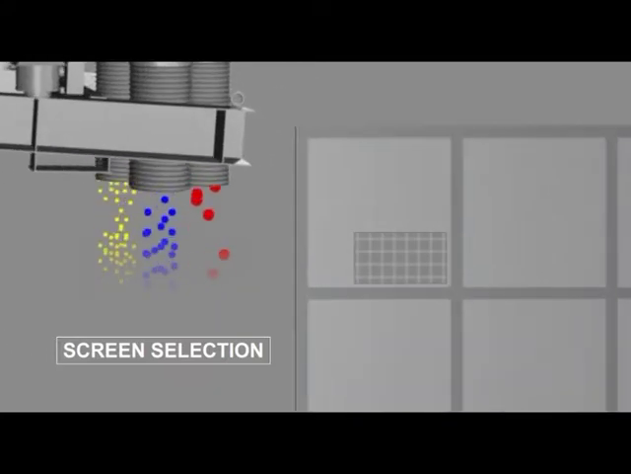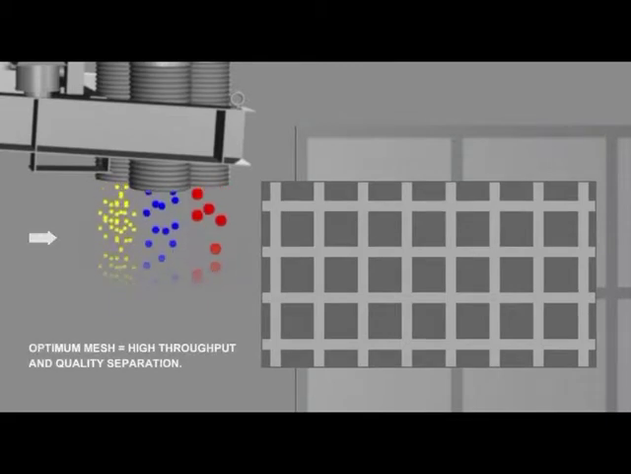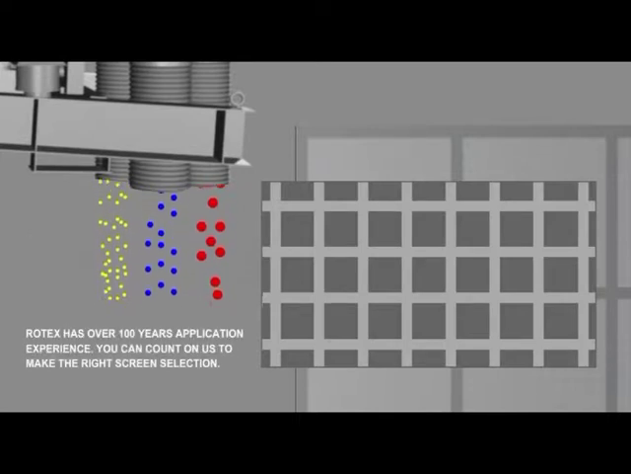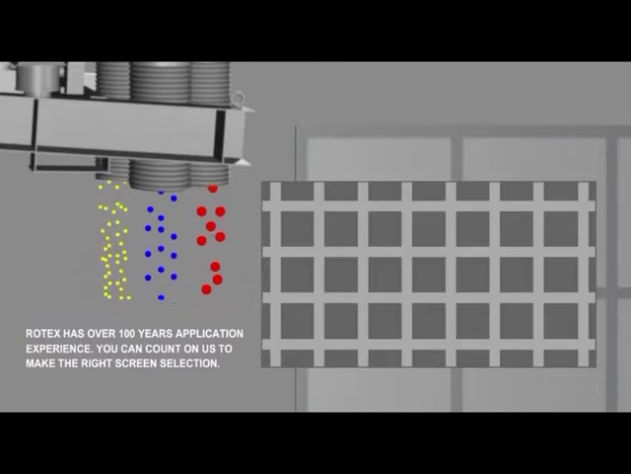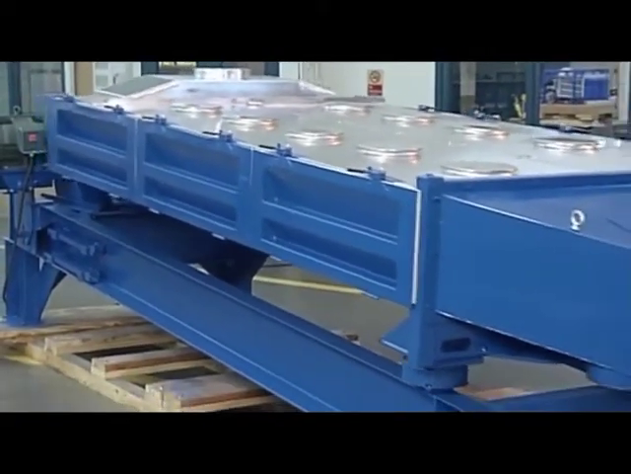It is important that the manufacturer has sufficient experience to select the right mesh for both your process and the chosen screen technology. With over 100 years of experience, Rotex, a leader in gyratory reciprocating screening, has the expertise to provide the optimum mesh for both high-quality product and high throughput to maximize the potential of your application.